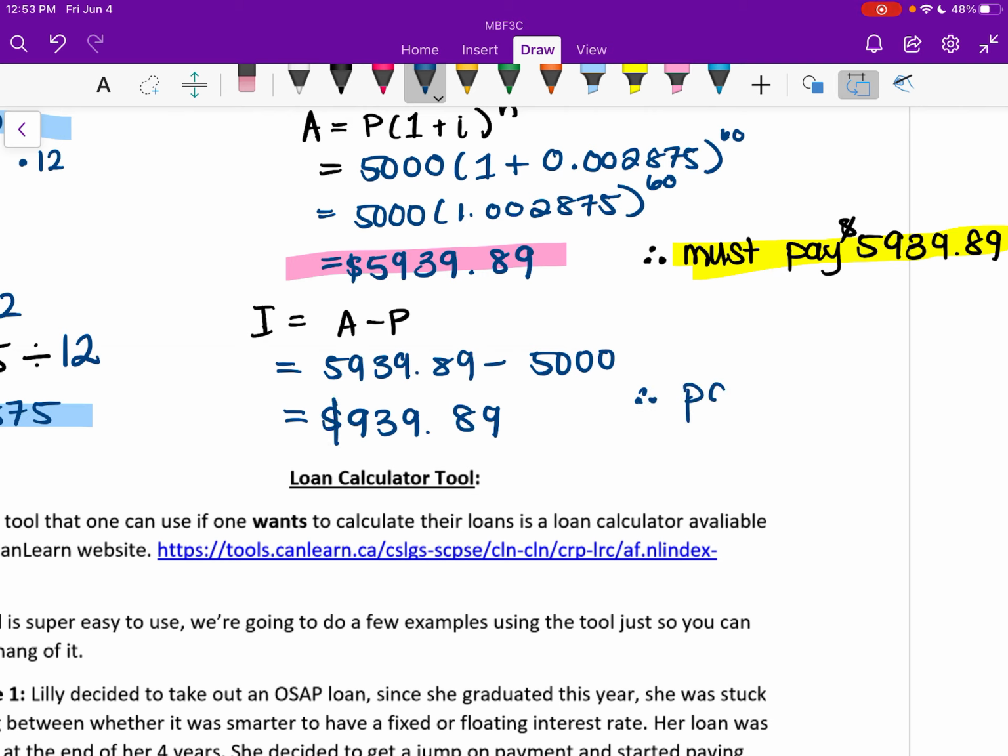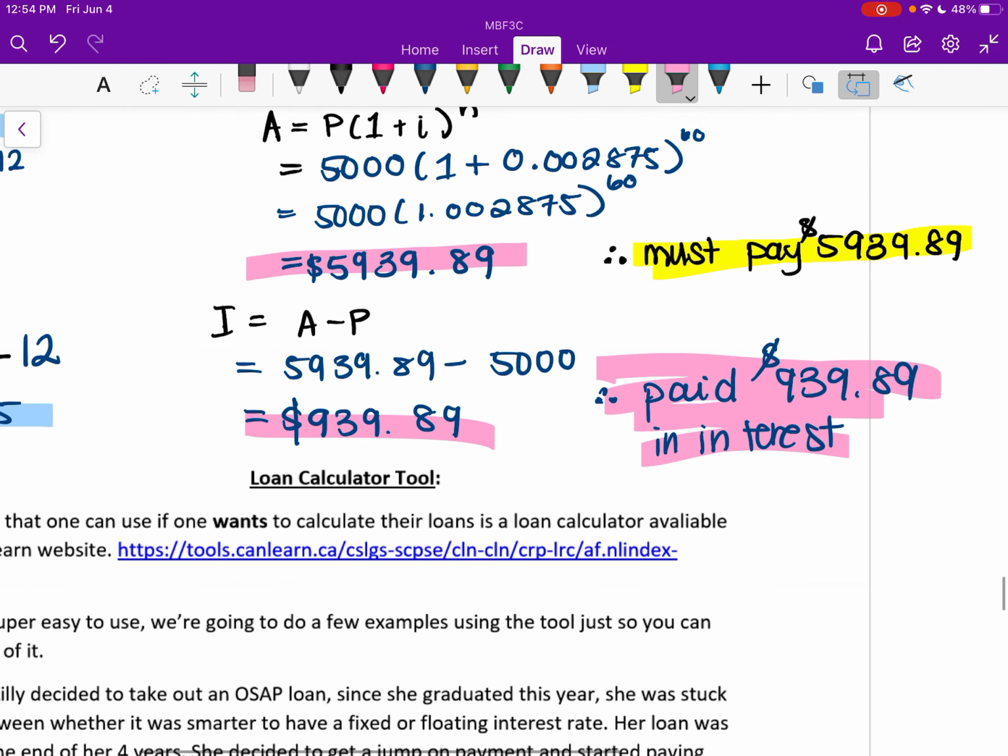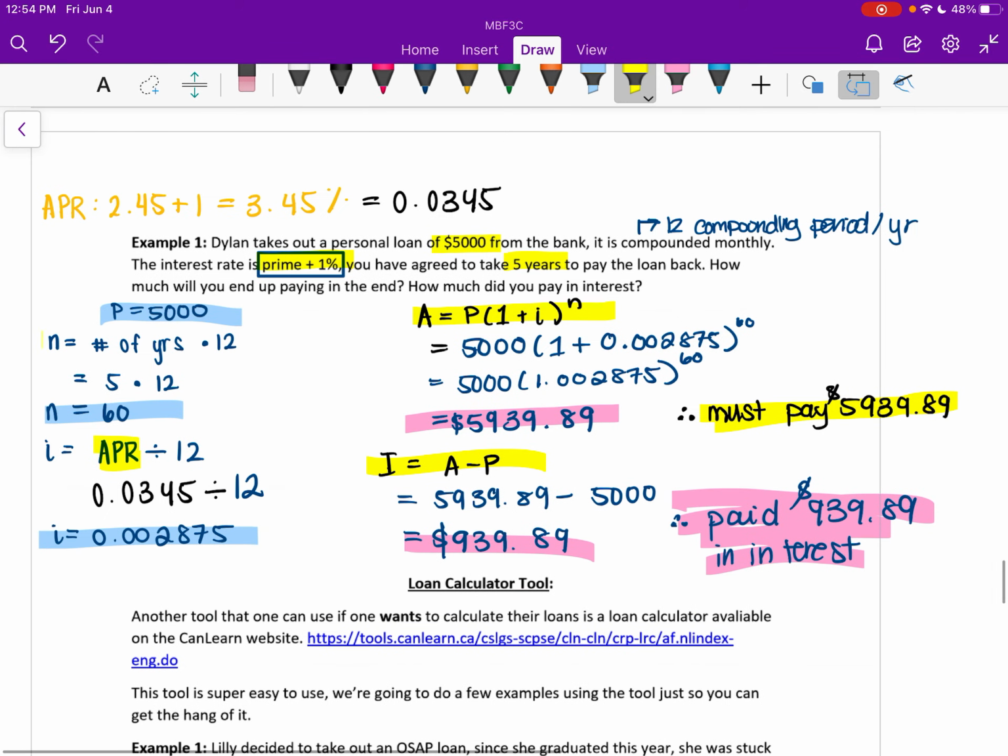Therefore, paid $939.89 in interest. And always write your statements because that's important. So this is really similar to the way that we found our compounding interest on the last one. The only thing here is if you have the APR, you just need to make calculator first.